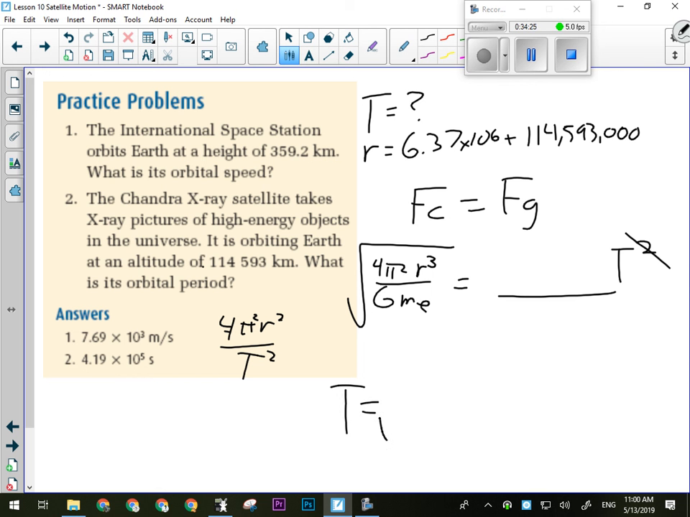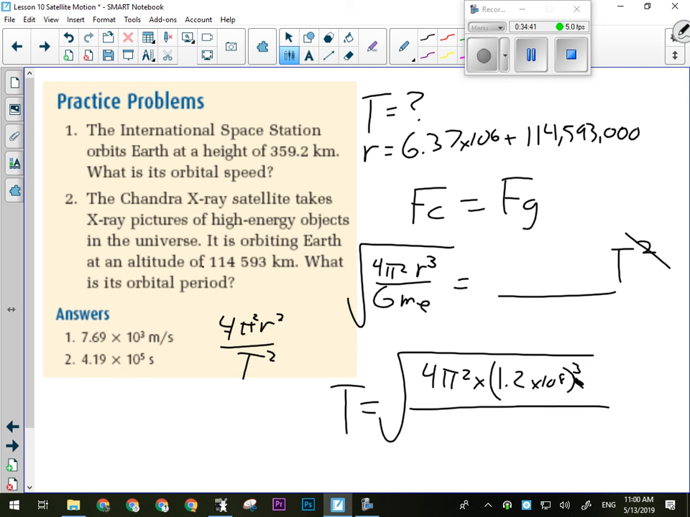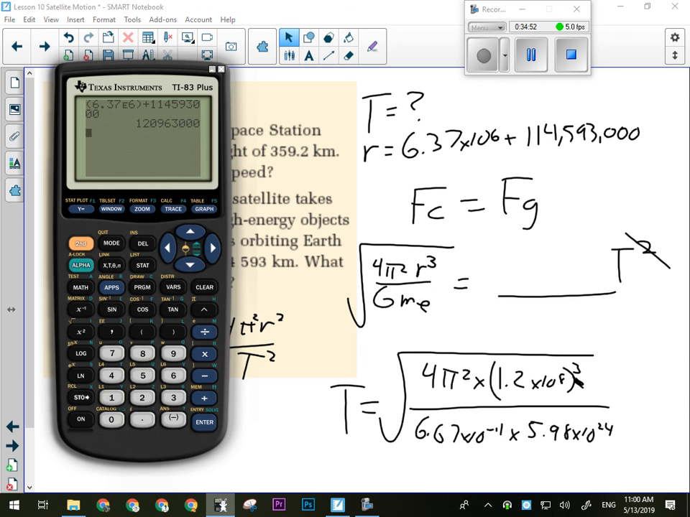So the period of the satellite will be 4 pi squared times our radius, which was like 1.2092 or whatever, times 10 to the 8. I'll put all the numbers in, and that's cubed. We have to remember that. Divided by 6.67 times 10 to the minus 11 times the mass of the Earth, 5.98 times 10 to the 24. So this is a big hairy mess going into the calculator.